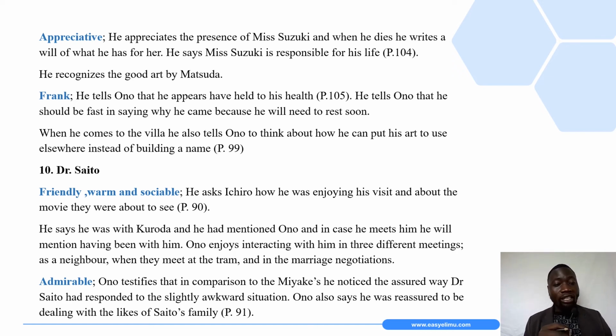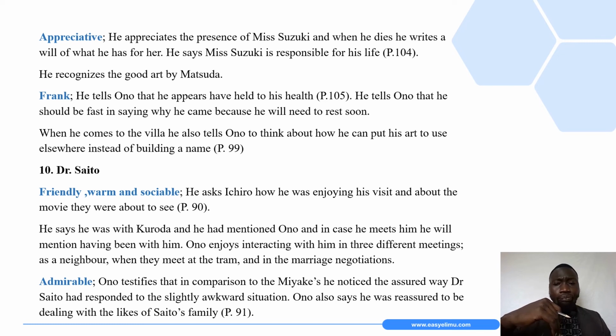So there is also another character by the name Dr. Saito. So we are told that Dr. Saito is friendly, warm, and sociable. So he asks Ishiro how he was enjoying his visit and about the movie they were about to see. So another thing is that he says he was with Kuroda and he has mentioned Ono. And in case he meets him, he will mention having been with him.